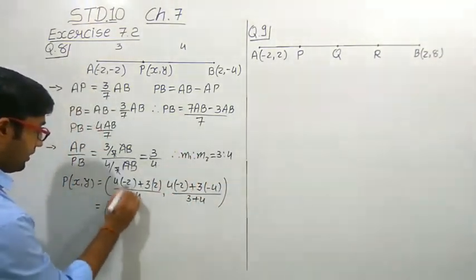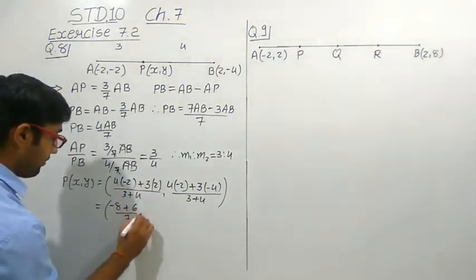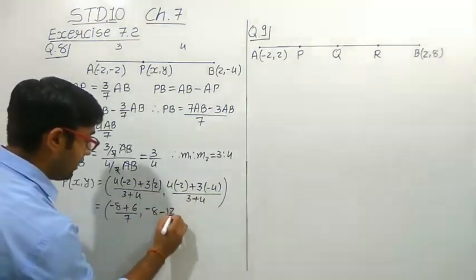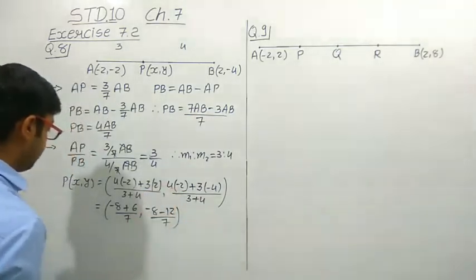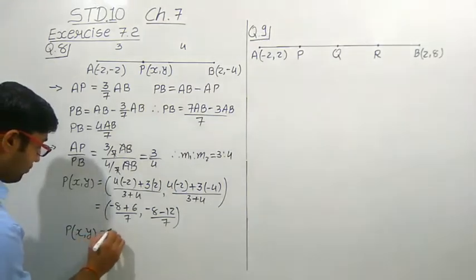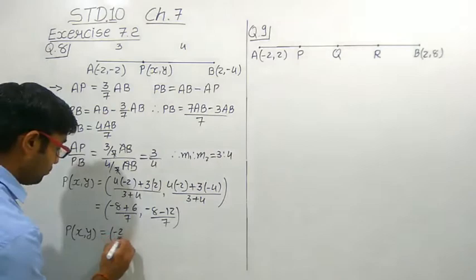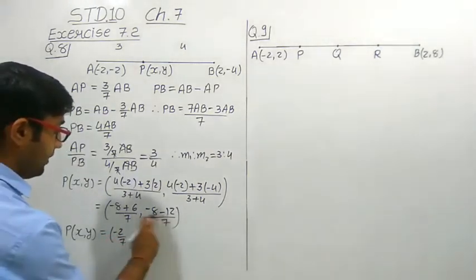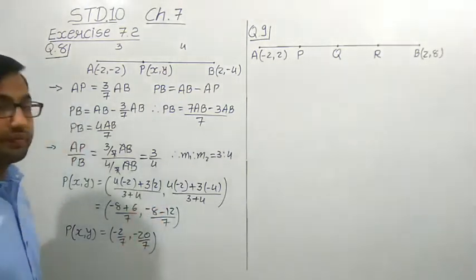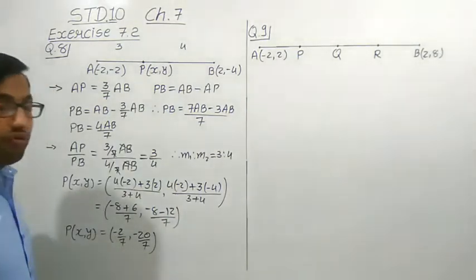Okay. Now here we get -8 plus 6 upon 7. And here we get 8 minus 12, 3 fours are 12, upon 7. So we get P(x, y) is equal to (-8 plus 6, that is -2, upon 7), and here 8 minus 12, that is -4 upon 7. So this is the point P that we wanted to find.